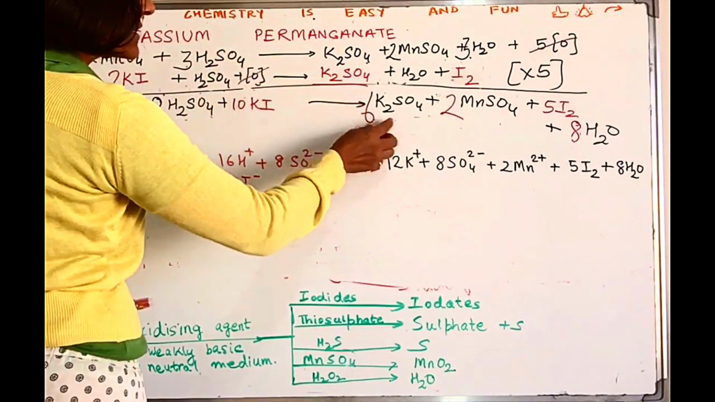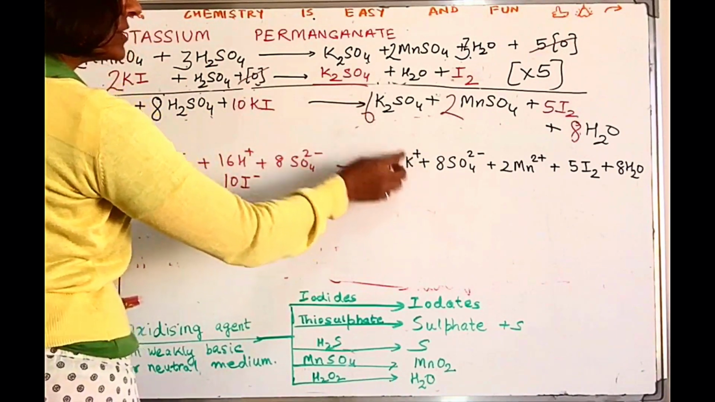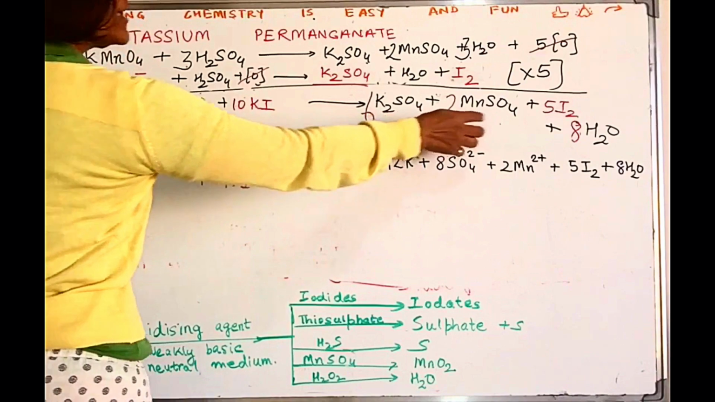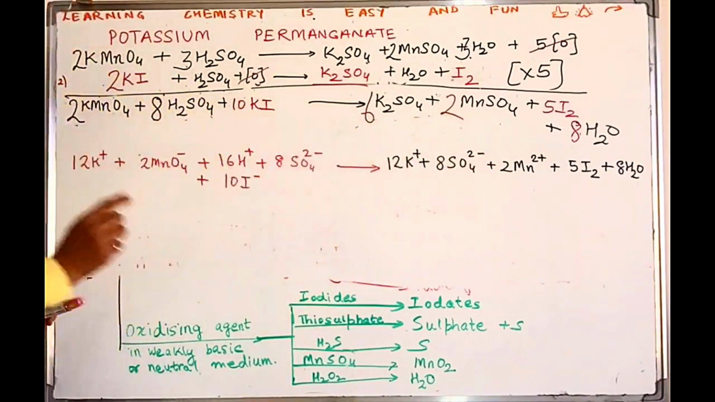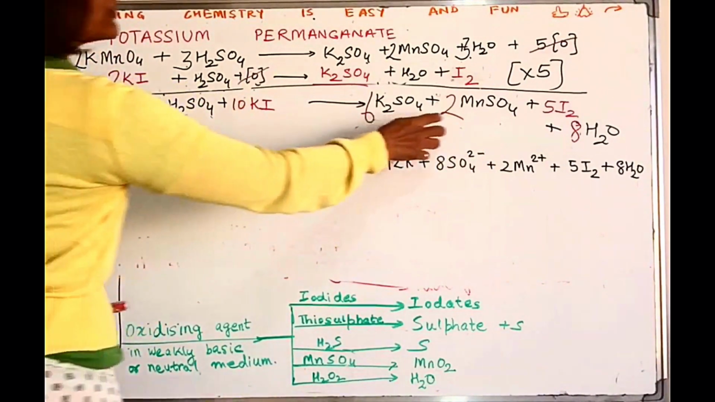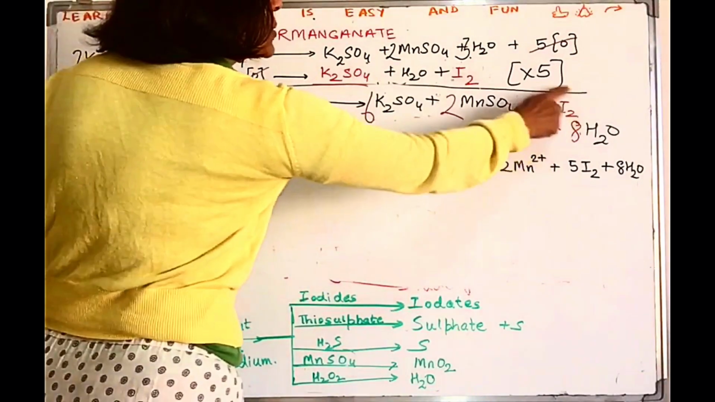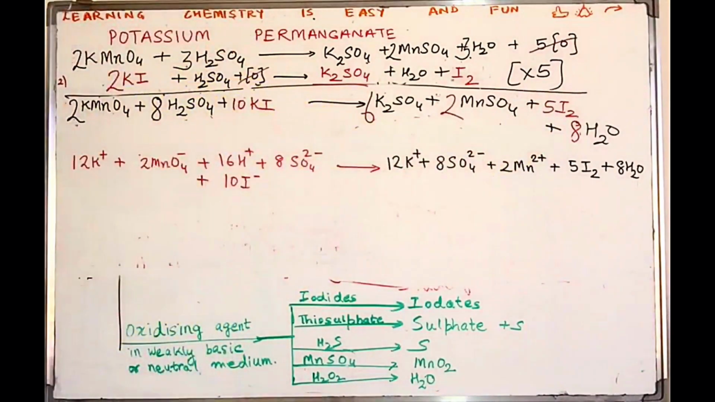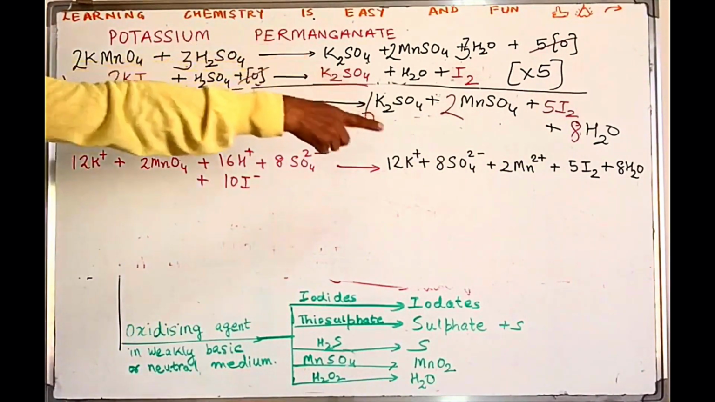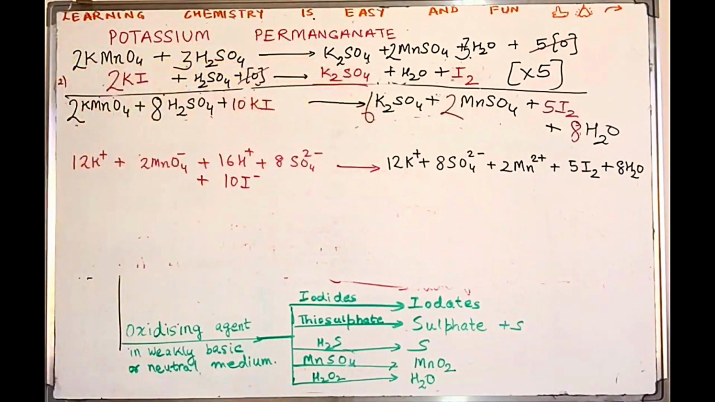Do the right side. 6 times 2, 12 potassium. 6 sulfate and 2 sulfate, a total of 8 sulfate ions. 2 manganese ions, Mn2 positive. I2 is a molecule, so we don't write it in the ionic form. In the same way, water is a molecule. It is not ionizing. It's a product, so we don't write it in the ionic form.